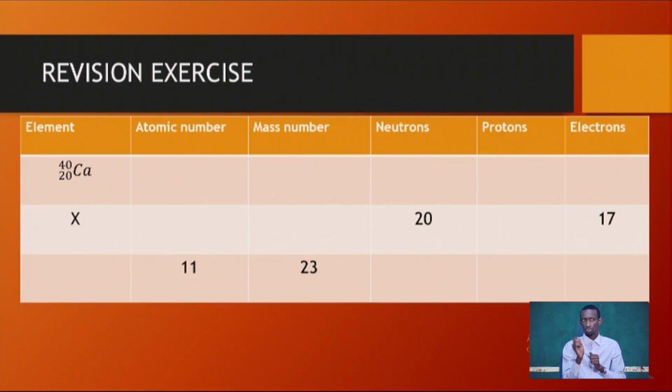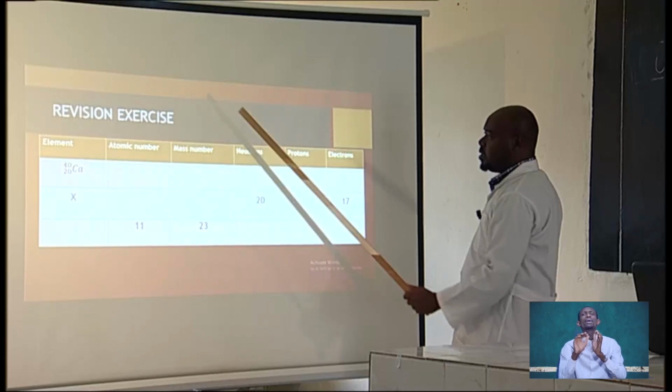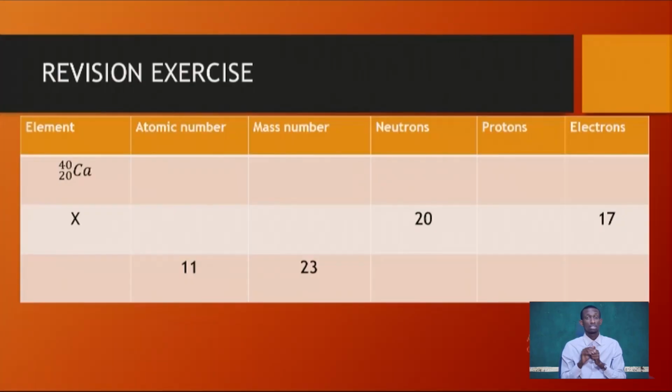You will identify the atomic number of this element, the mass number of that element, the number of neutrons, protons, and electrons. And for element number 2, you will also identify the atomic number, mass number, and the proton number. Here we have been given the neutrons and the electrons. And for the last, you will also have to identify the element. So you will use your periodic tables.